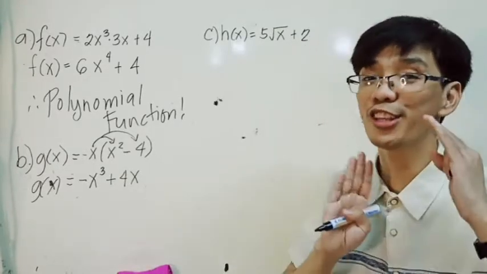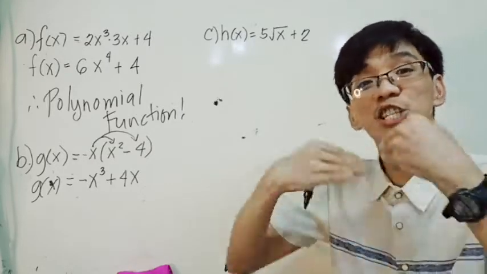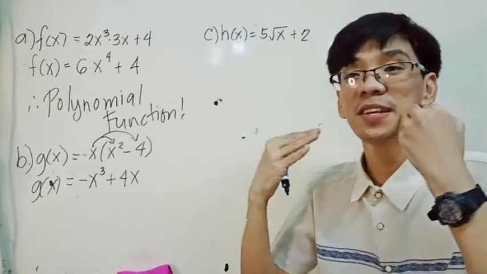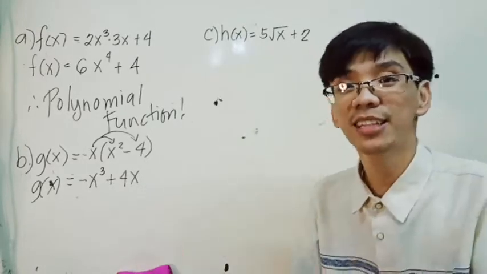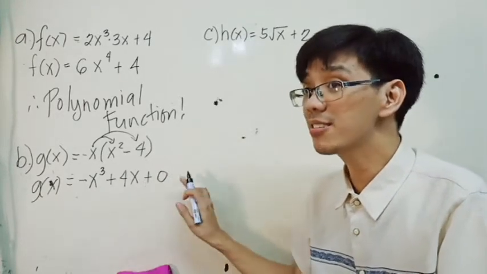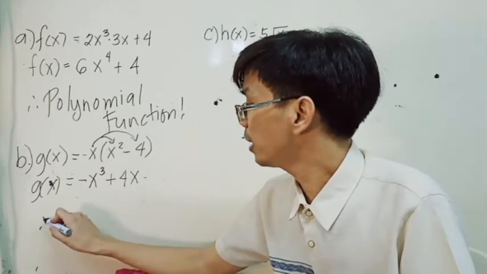Because according to the definition of a polynomial function, its coefficients must be real. That's the only characteristic. It should be real. Therefore, a positive 0 or a plus 0 is a real number. Therefore, it is a polynomial.